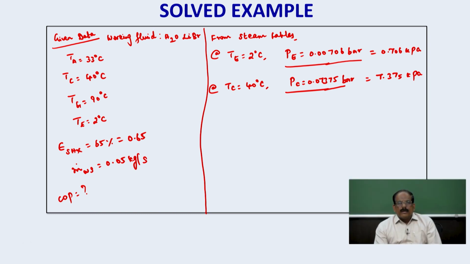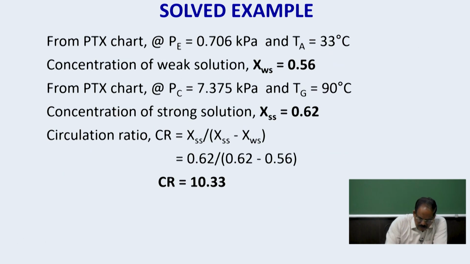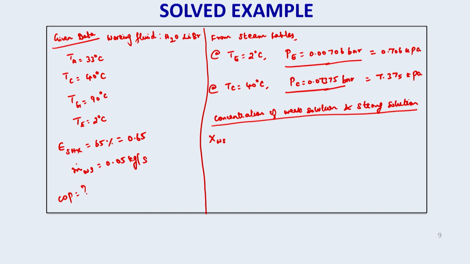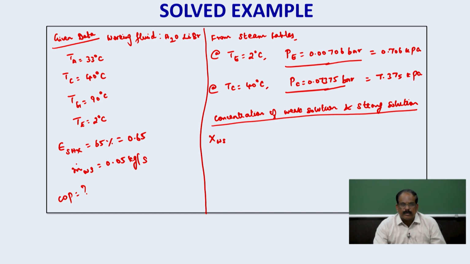The next step is determining the concentration of the weak solution and the concentration of the strong solution. Finding the concentration of weak solution and strong solution. Weak solution concentration, or mass fraction, is represented by the letter capital X. WS stands for weak solution and SS stands for strong solution. So it's a function of evaporator pressure and absorber temperature.